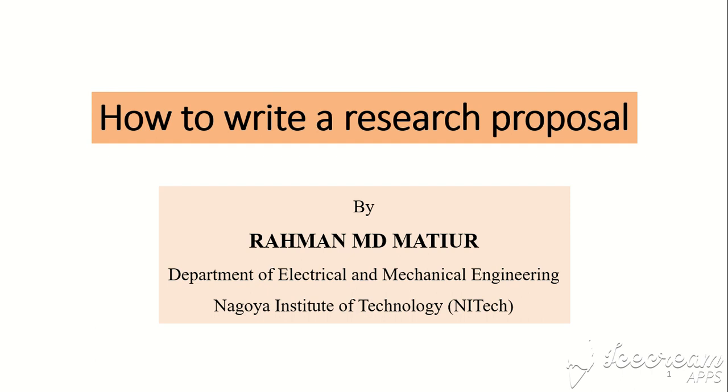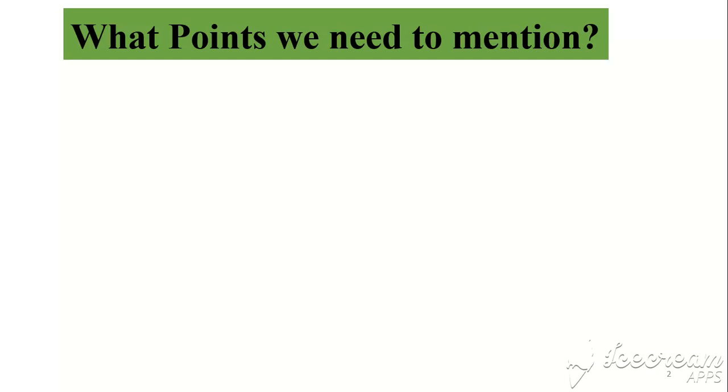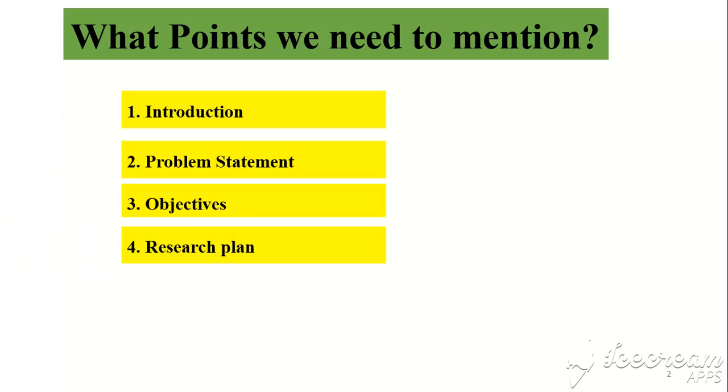Today I'm going to discuss how to write a research proposal. From my little experience, hopefully you will find it useful. For writing a research proposal, initially we need to focus on 4 points: introduction, problem statement, objectives, and research plan. These are the 4 points we need to focus on whenever we think about writing a research proposal.